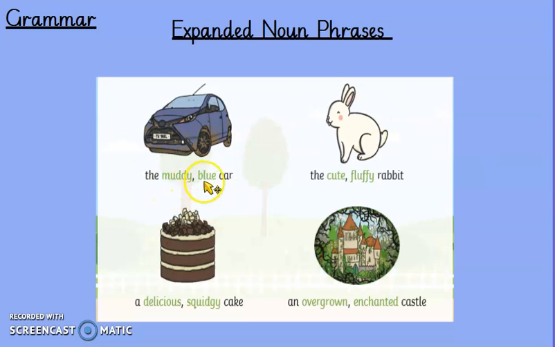The muddy, blue car. Now car is the noun in this example, and muddy and blue are the adjectives that describe what the car looks like. Now we use a comma, which is here, can you see? Okay, a comma to separate two or more things in a list usually. So when we are doing expanded noun phrases, I'd like you to include a comma. Okay, especially red and orange group, I expect to see that in your learning this week.